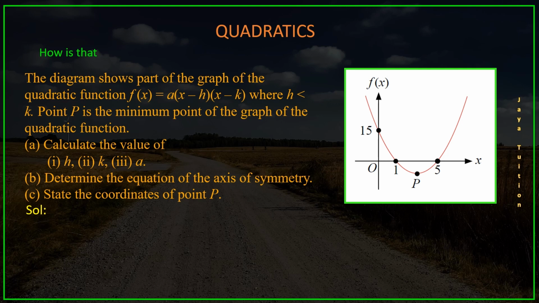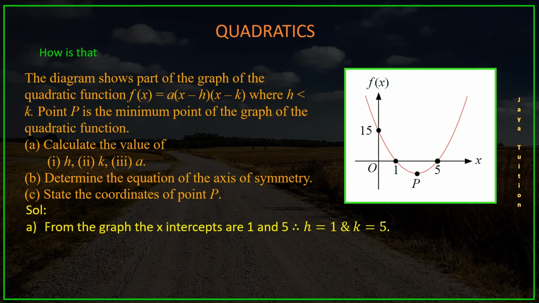If you observe the graph, it intersects the x-axis at 2 points, 1 and 5. Therefore, x minus h multiplied by x minus k should be equal to 0. That is, x minus h should be equal to 0, which means that x should be equal to h. Also, x should be equal to k. Since h is less than k, the value of h will be equal to 1 and k will be equal to 5.